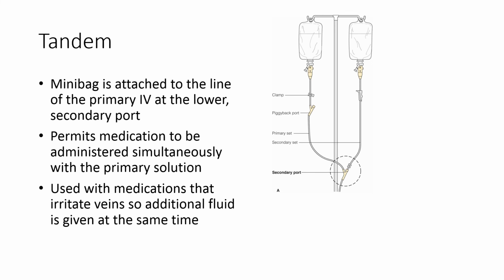When we look at the tandem method, you can see that we have two IVs hanging, and they look very similar. Again, they're both using primary tubing, and they're both going to run on their own. The mini bag is attached to the line of the primary IV at the lower secondary port, the one just above where it goes into the patient. This is going to permit medications to be administered simultaneously with the primary solution.